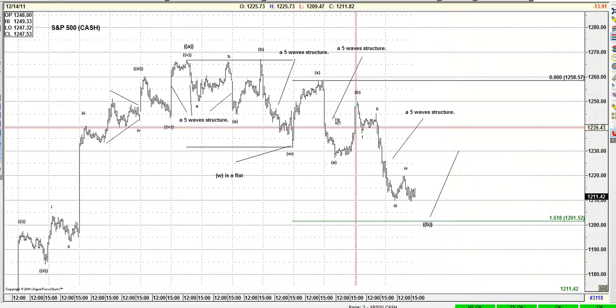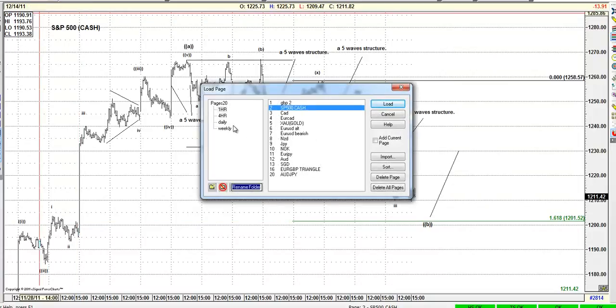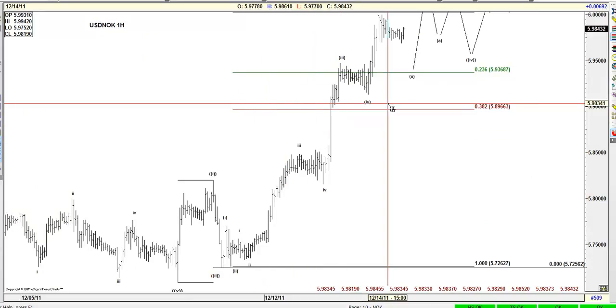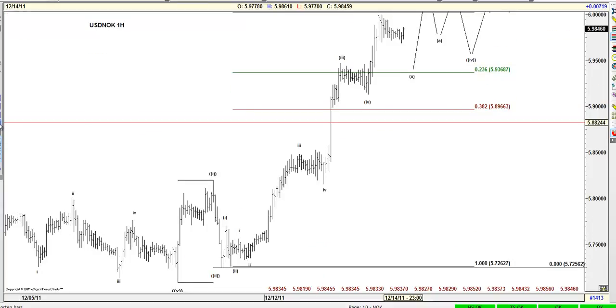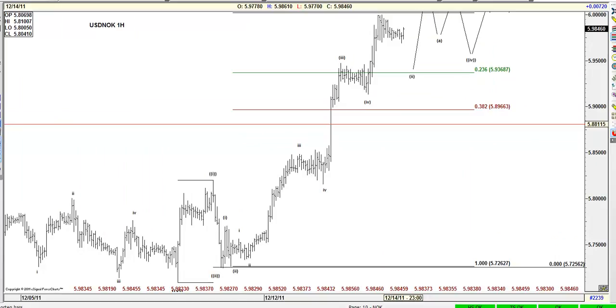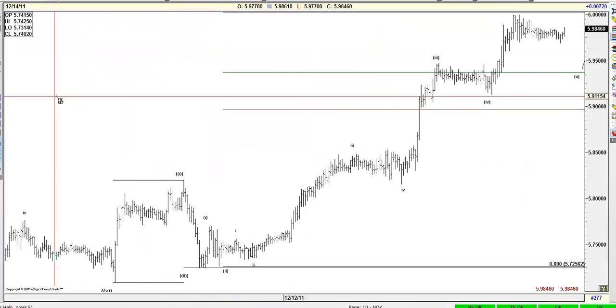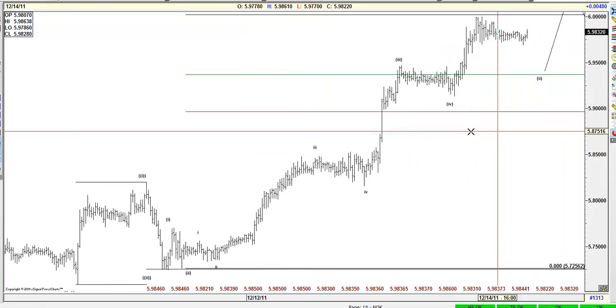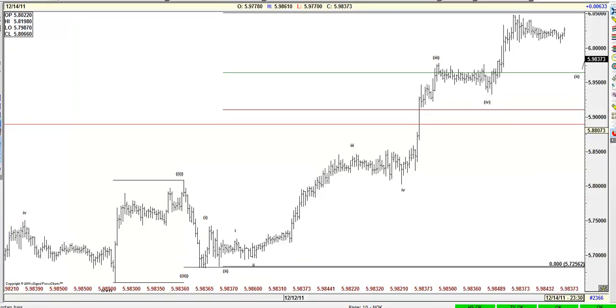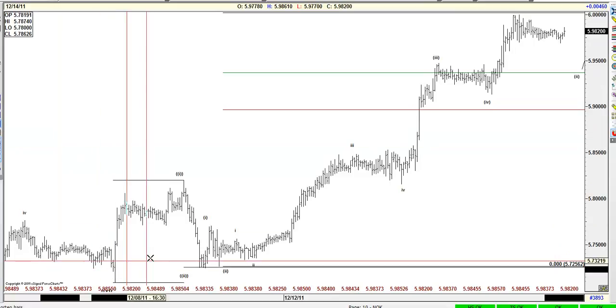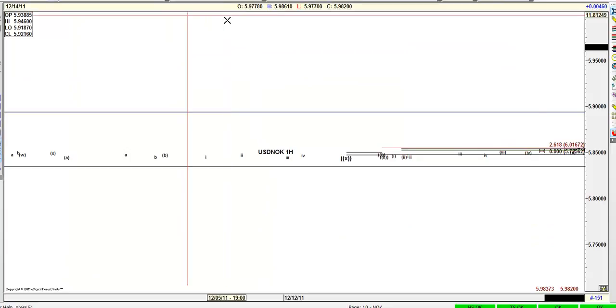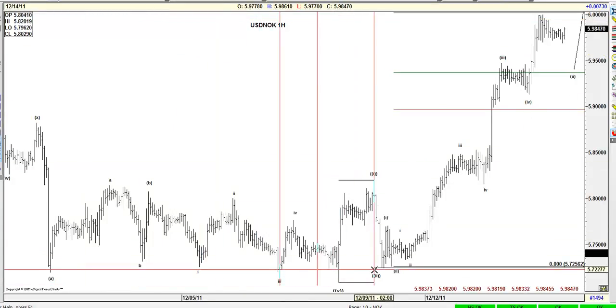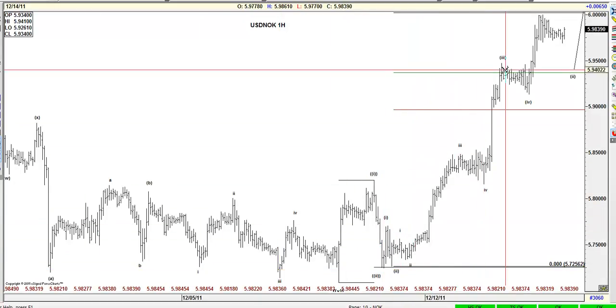All right? Now, finally, let's take a look at the Norwegian krone. In a 1 hour, a clear structure, guys. Look, one second. A very clear structure here, where we have what happened with this one? We have 1, 2, 1, 2, 1, 2, 3, 4, 5, 3, 4.